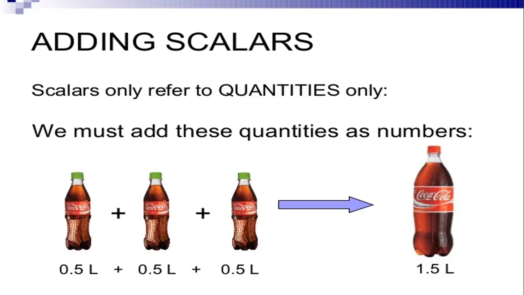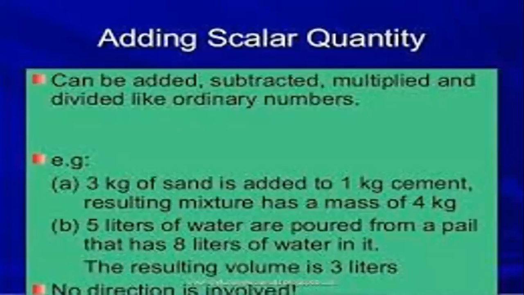If we were to subtract, we would definitely do the same thing. Now, your scalar quantities can either be added, subtracted, multiplied, and divided like ordinary numbers. Let's say we're on the work site. 3 kilograms of sand is added to 1 kilogram of cement. So we're mixing something now. Resulting mixture has a mass of, what's the resulting mixture? If you should mix 3 kilograms of sand and 1 kilogram of cement. Very good. The answer is going to be 4 kilograms for the mixture.